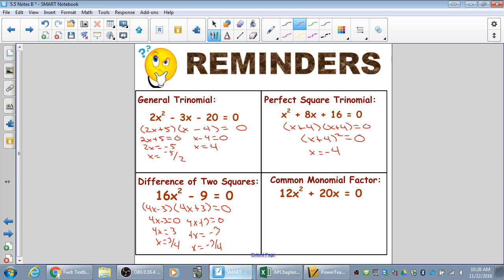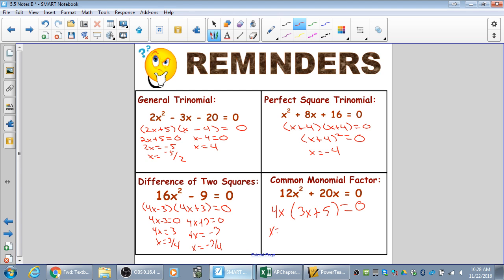And then we have a common monomial factor, which means we can take something out. We want to take the highest out. So 4, I think, is what we can take out of this. That's going to be 3x plus 5. So we can factor out a common monomial.